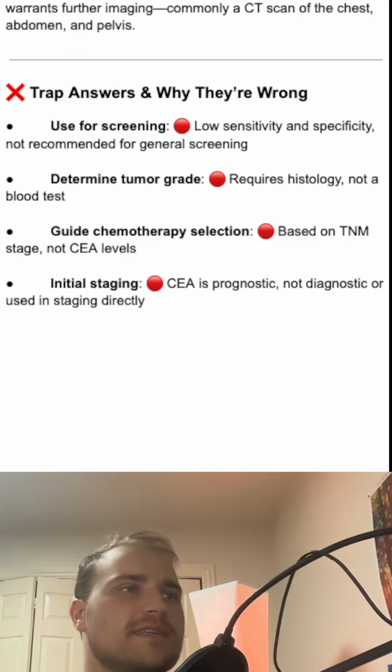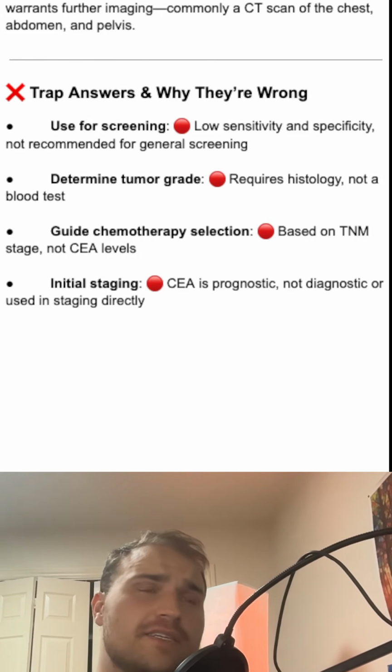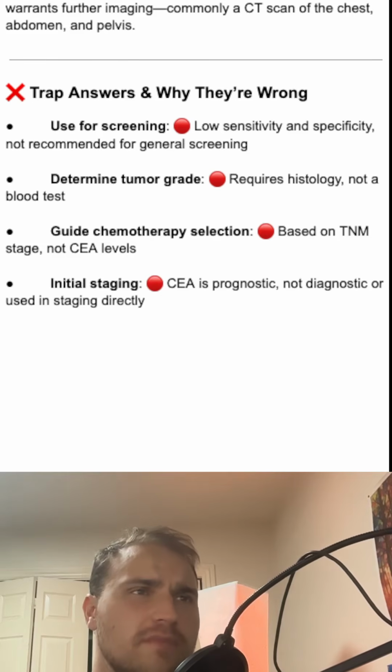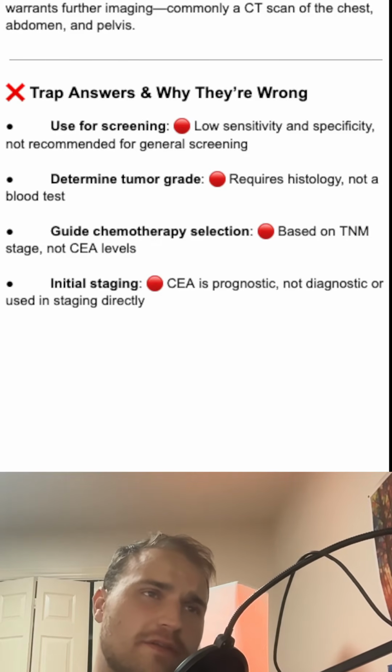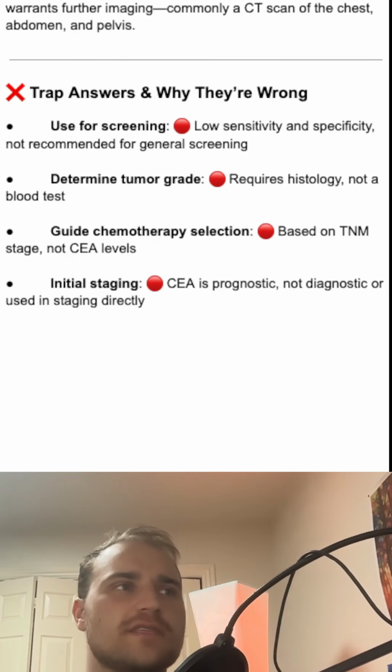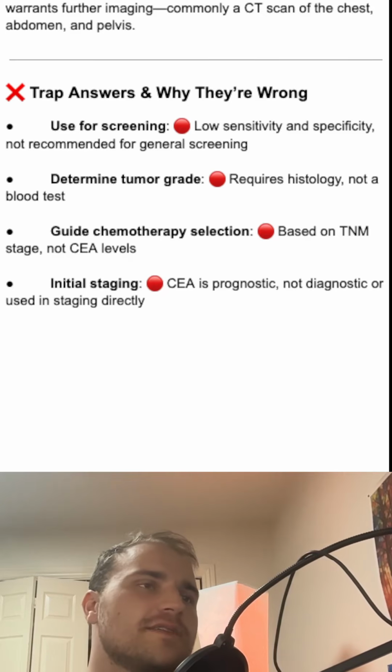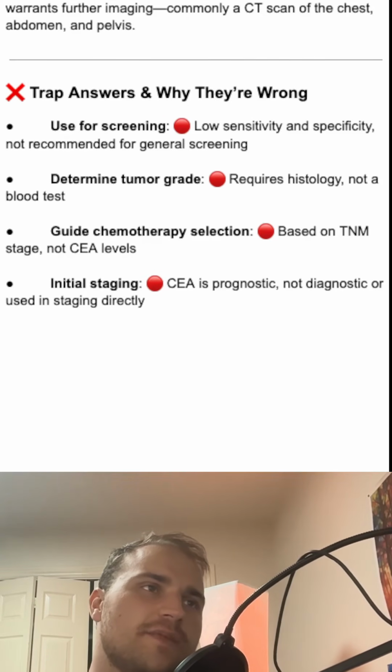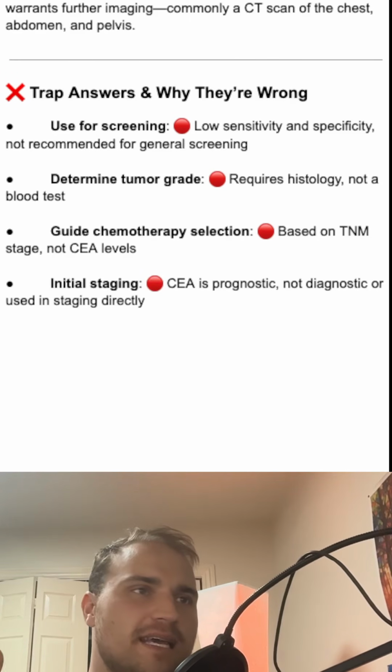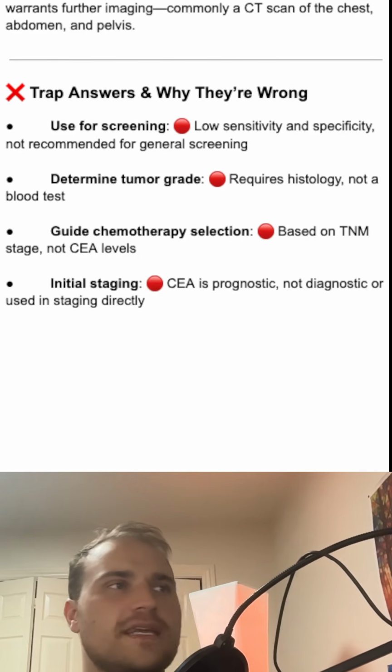And you're not using it to determine the type of chemotherapy because adjuvant chemotherapy is recommended for node-positive colorectal cancer regardless of the CEA levels as well. Grading and staging: the tumor grade is based on a histological examination, not the CEA levels, and the staging is going to be the extent of the spread, and it's not determined by CEA levels. And so it's not going to be involved in staging it or grading it.